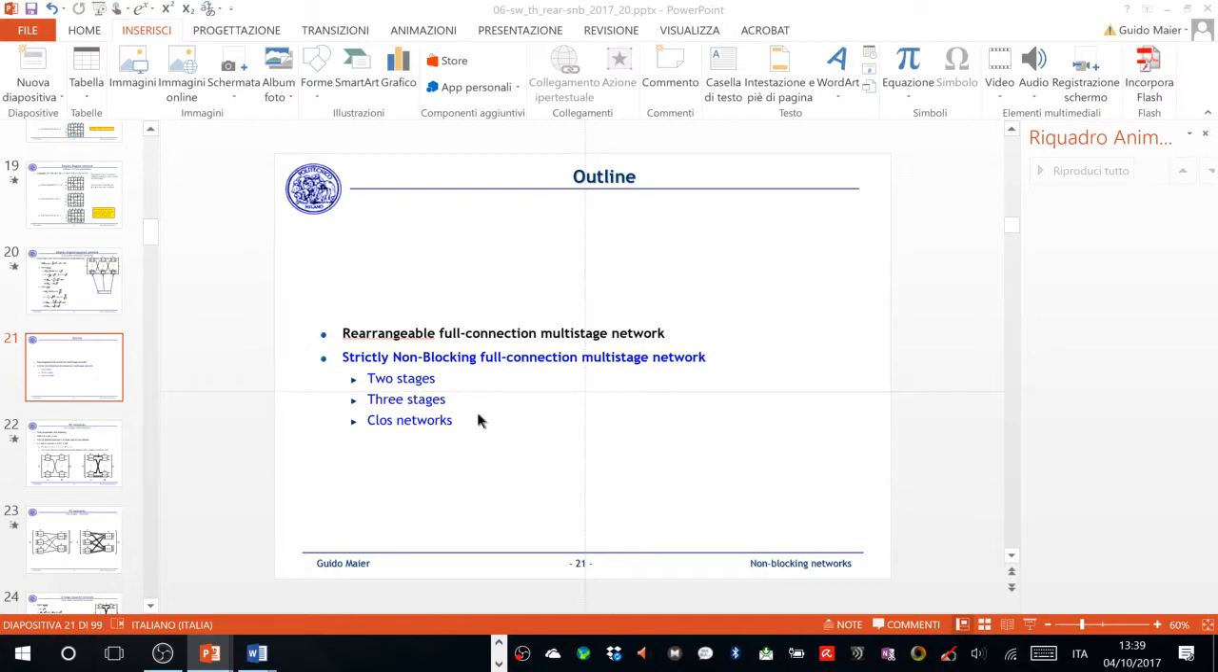So is there any question about rearrangeable non-blocking networks and the Slepian-Dewey theorem? Everything's clear?